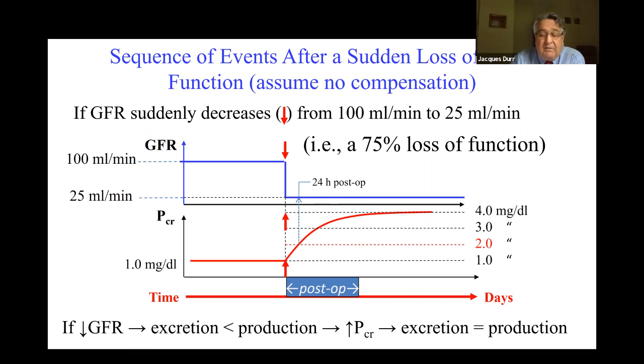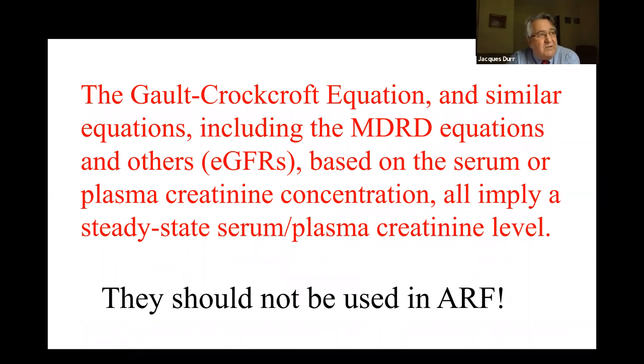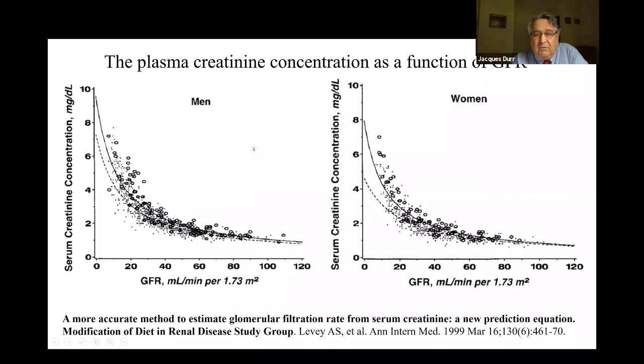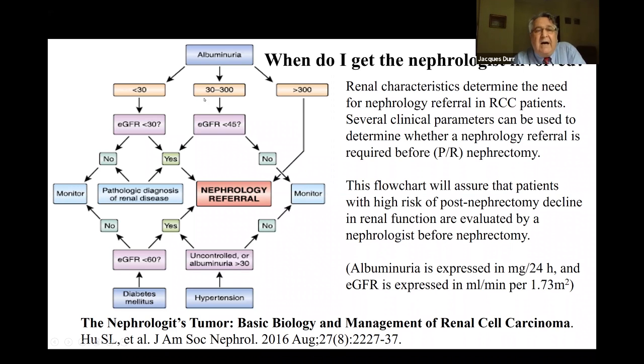The lesson I want to show is that you cannot use the creatinine-based equations like Cockcroft-Gault or MDRD and so on to assess kidney function in the acute state. Those equations only apply in the chronic state. Here I have an algorithm to guide you on what to do and when to get the nephrologist involved.